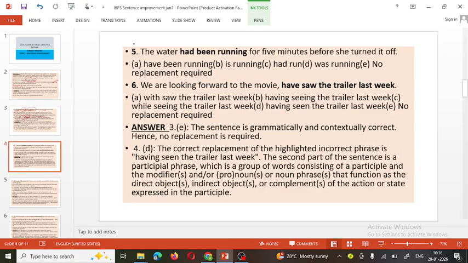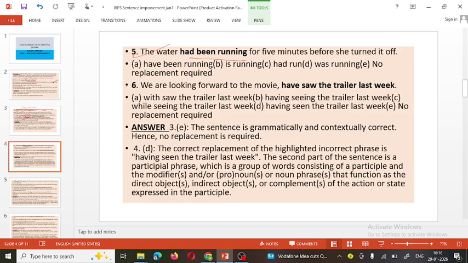Next example. The water had been running for 5 minutes before she turned it off. And the highlighted part is "had been running". If you observe the sentence tense, it is past perfect continuous tense: the water had been running. So no change is required in the sentence. It is absolutely correct.